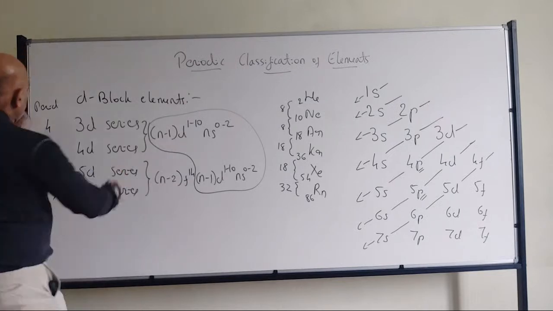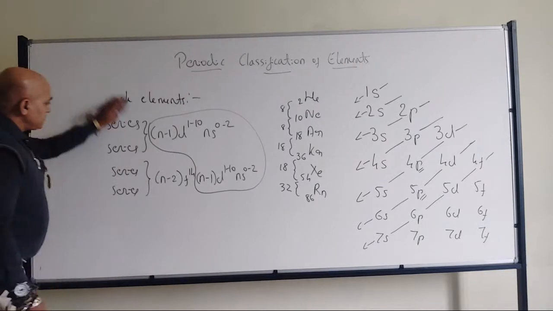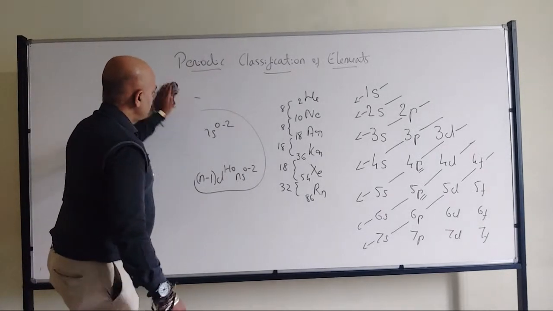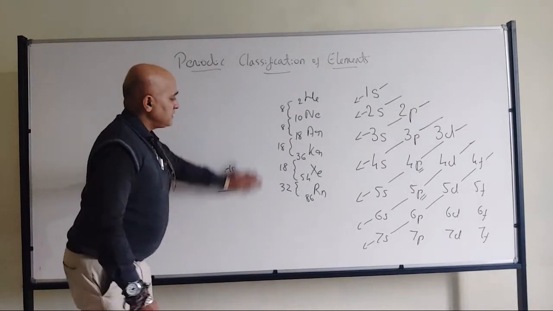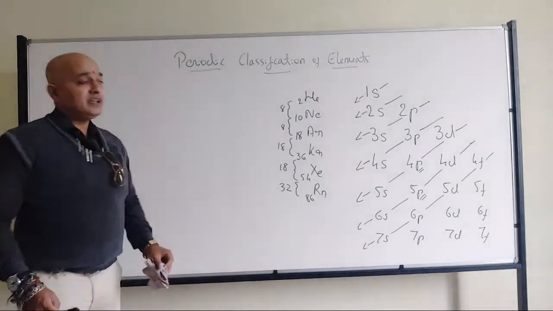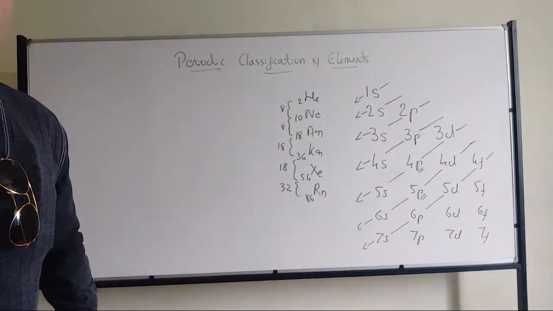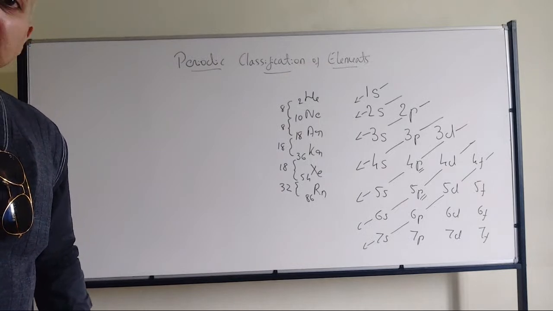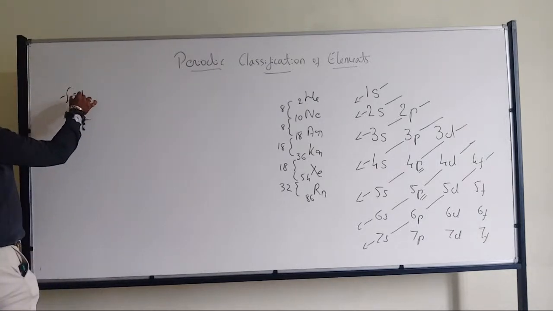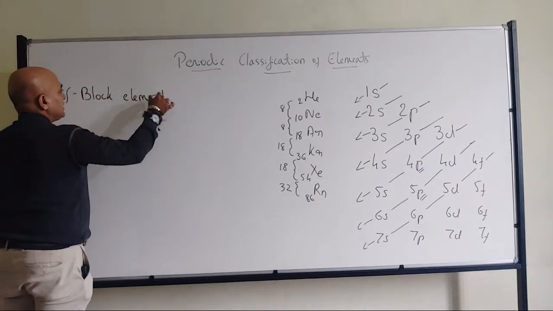So that's where we have the 3D series which belongs to the 4th period, the 4D series which belongs to the 5th period, the 5D series which belongs to the 6th period, and the 6D series which belongs to the 7th period. That means at present we don't have an element which can be a 7D series. Okay? Shall we move to the next one? Next one is F block elements.